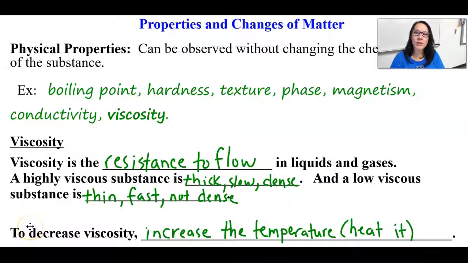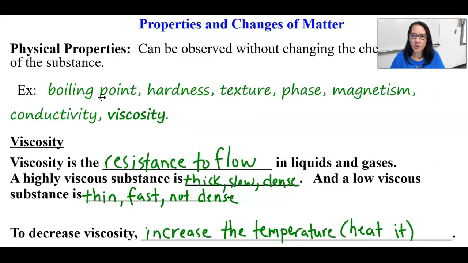Now we're going to focus on properties and changes of matter. So, definition of physical properties. They can be observed without changing the chemical makeup of the substance. For example, the boiling point of water is 100 degrees Celsius. You can boil water, and during this process of boiling the water, it's still water. You're not changing the substance.